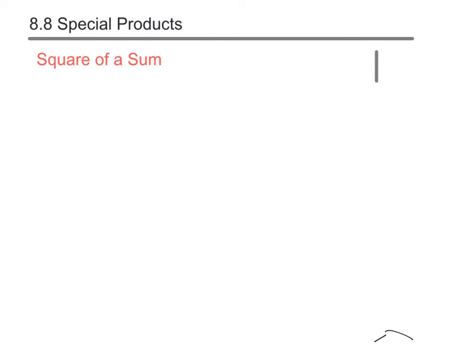Okay, we are in section 8.8. This is our last section of this chapter, and it's called Special Products, and we're going to learn 3 different special products. So the first one is called square of a sum, and what that means is we're going to start with a binomial in parentheses, and we're going to square it.